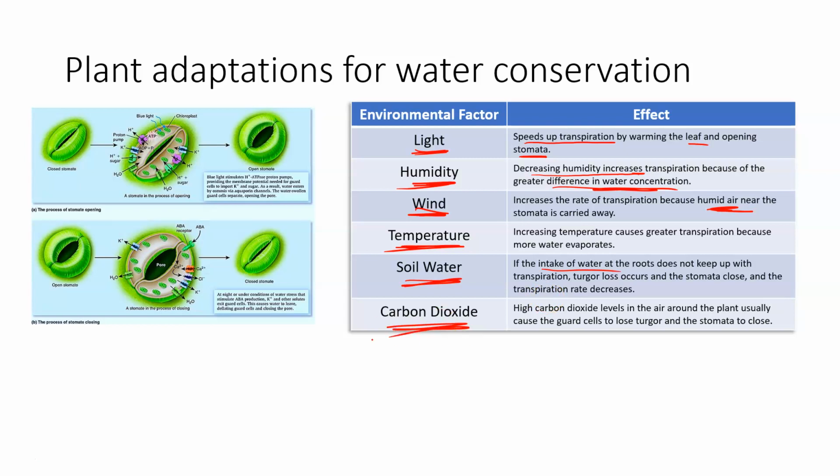Carbon dioxide is a reactant for photosynthesis. So high carbon dioxide levels in the air around the plant usually cause the guard cells to lose turgor and stomata to close. So high carbon dioxide concentrations can actually cause transpiration to be reduced.